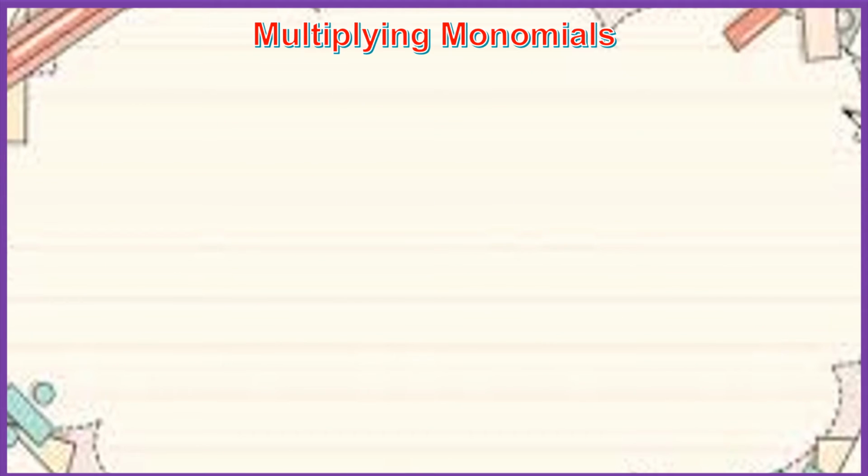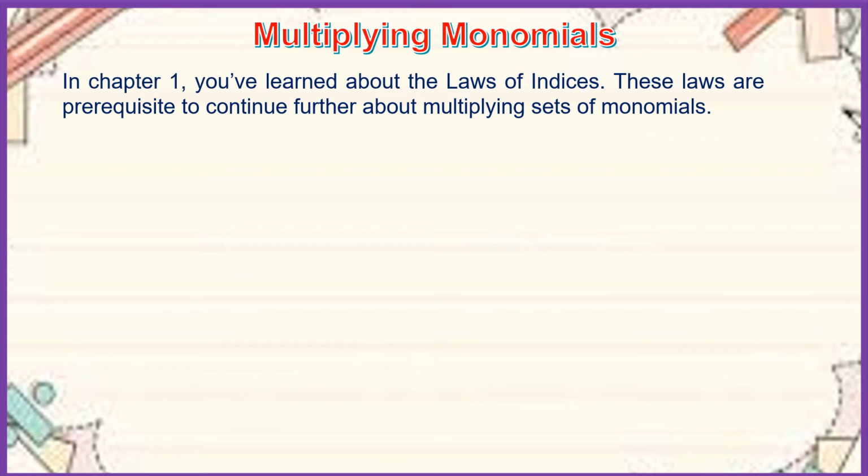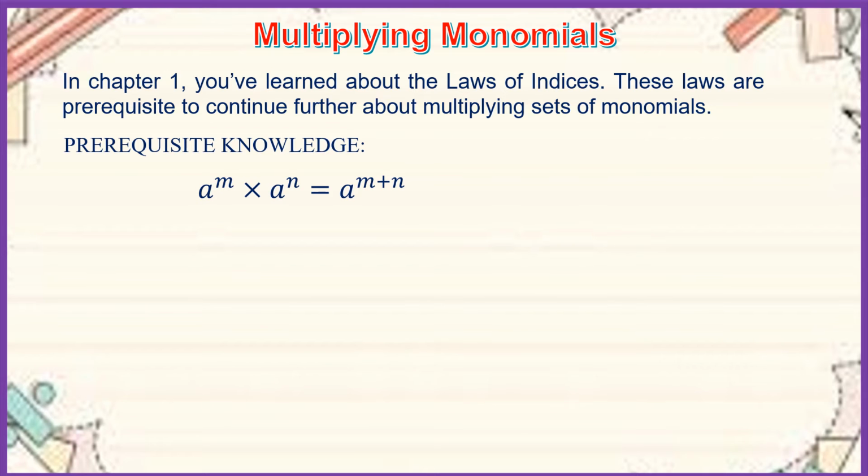First, let us have multiplying monomials. In Chapter 1, you've learned about the laws of indices. These laws are prerequisite to continue further about multiplying sets of monomials. These are the prerequisite knowledge. So a to the m times a to the n is equal to a to the m plus n. This is the product law.